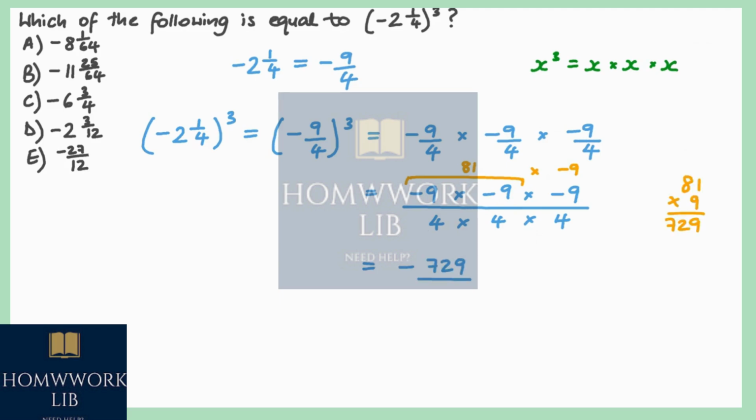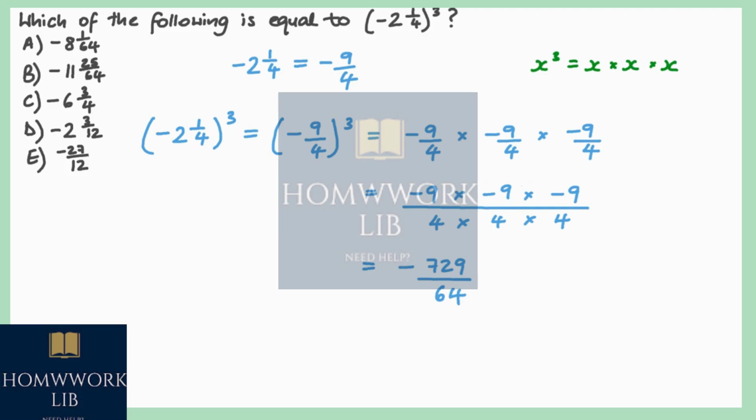Giving us negative 729. Next, we work out 4 times 4 on the denominator, giving us 16, and then we multiply this by 4, which is 64. So our answer then is negative 729 over 64.